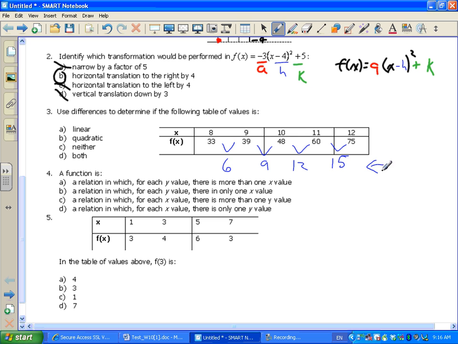To be linear, our first differences have to be all the same. Are all of our first differences the same? No, so we know it's not linear. And we know it's not both because linear is no longer an option. So we've gotten rid of 2 of them. There's only 2 answers left. To be quadratic, we have to check for the second differences. So we find the differences of the first differences. 3, 3, and 3. From 6 to 9 is 3. From 9 to 12 is 3. 12 to 15 is 3. Are all the second differences the same? That means we have a quadratic function. Do you guys have any questions about that one?